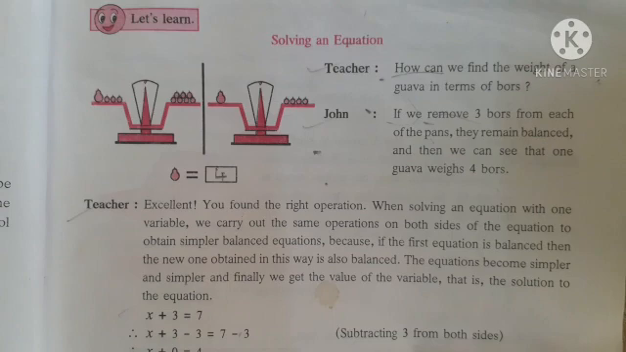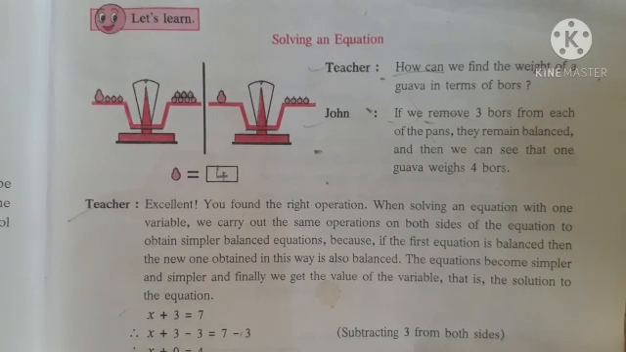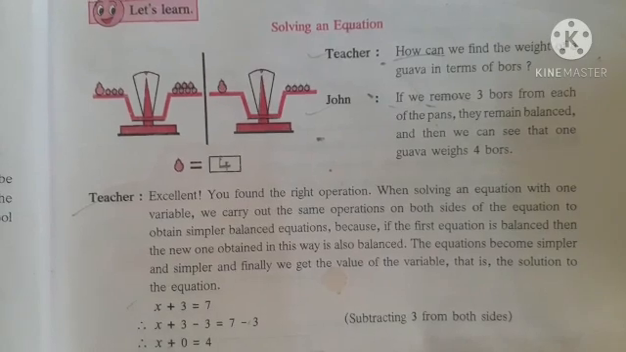John, if we remove 3 boars from each of the pans, they remain balanced, and then we can see that one guava weighs 4 boars. Now if we are removing 3 boars from each of the sides, the weighing pan gets balanced. So we can say that here one guava is equal to 4 boars. Teacher, excellent. You found the right operation.